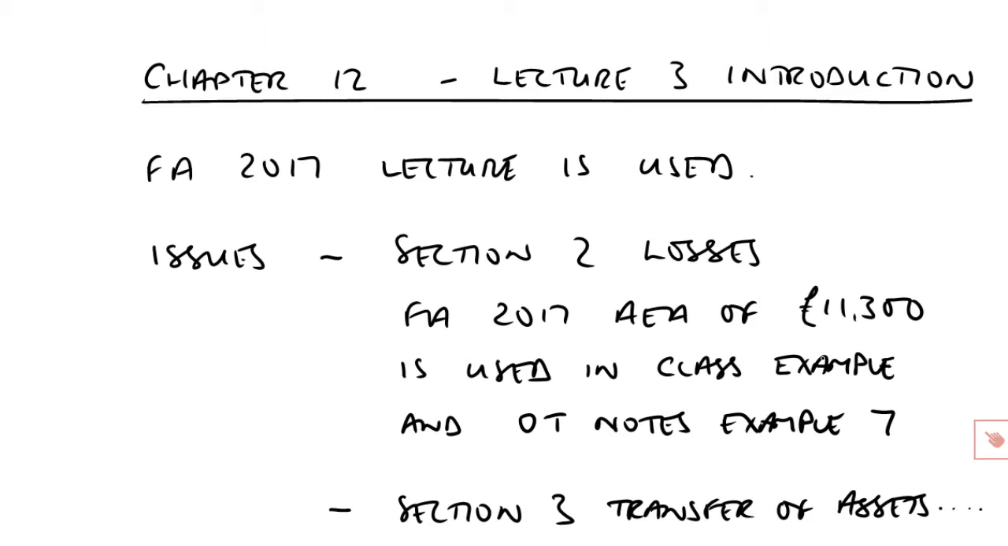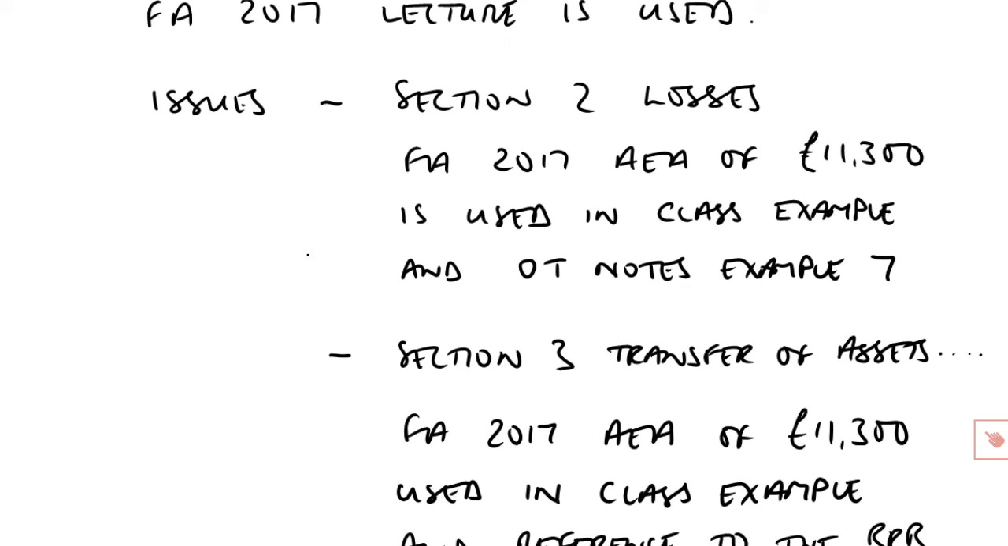And that is dealing with losses, and also with dealing with the basic rate band limit, where the AEA, as we'll see here, is discussed in Section 2 of this chapter in our OT notes, that we've used in both the class example that will be demonstrating the application of the use of losses as we move through different tax years, both using losses of the year and then using losses brought forward.